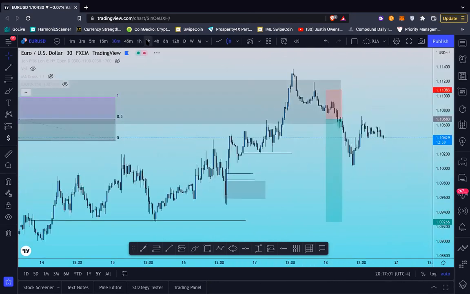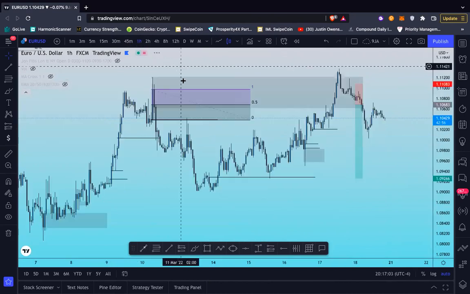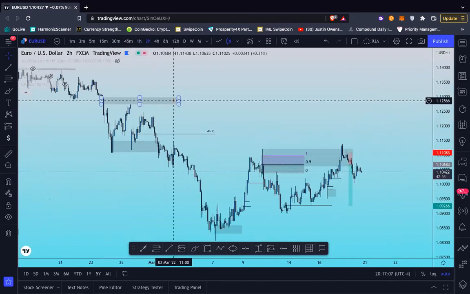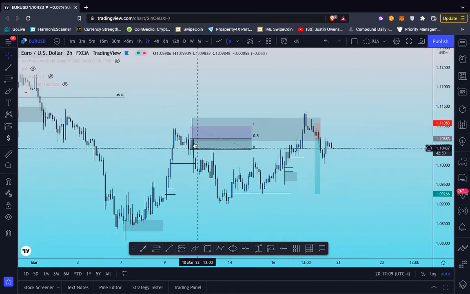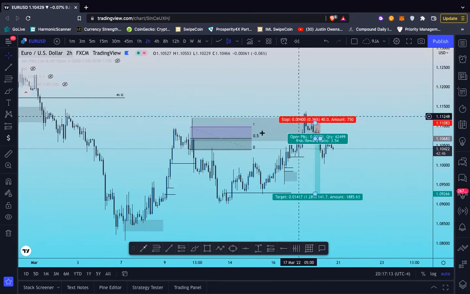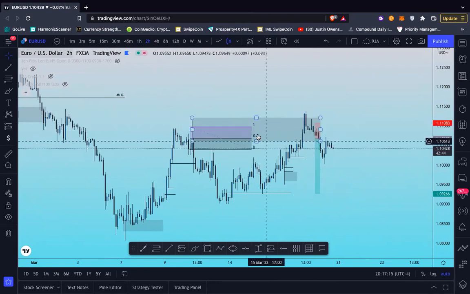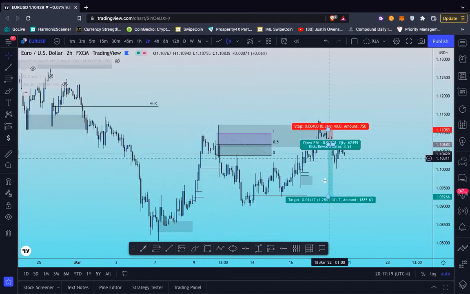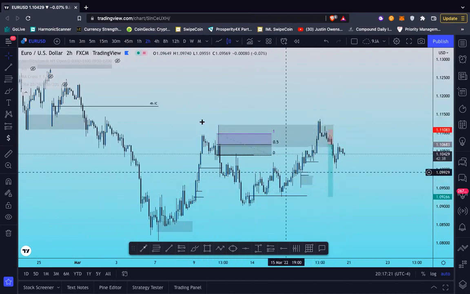If I go on a 30-minute real quick, if I go on a one hour, you should be able to see it. Perfect, one hour, on a two hour. Pretty much what I did was I covered up that one big wick, so we can know exactly what is in there. And we can see how price easily went ahead and reacted into that zone, and then we started getting some rejection.